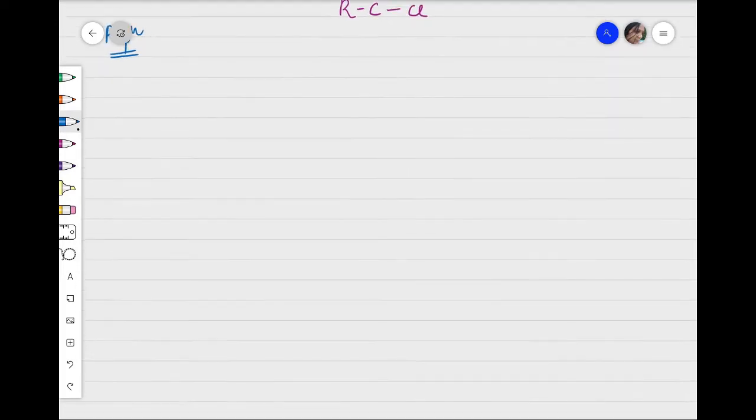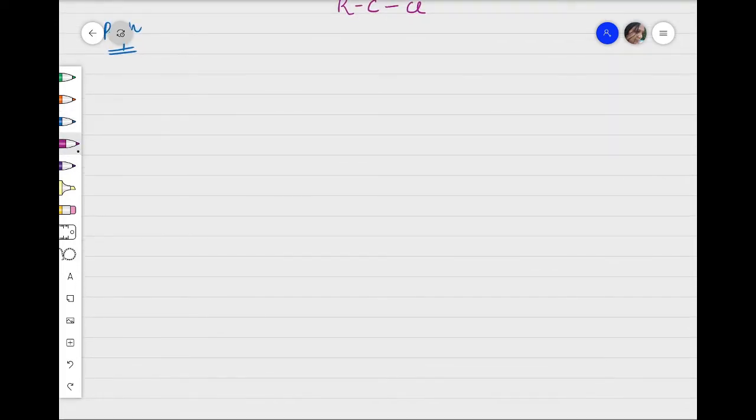I'll just go through that once more. So if I have to make any acid chloride, we discussed three routes. The one route was when I treat it with phosphorus halides like PCl3, and I can also take PCl5.